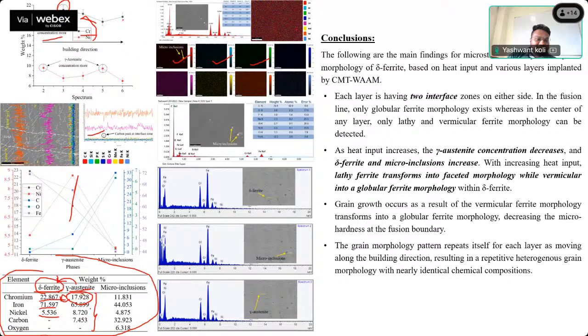And you can see the nickel percentage is reduced. So you can see the nickel percentage, that means austenite phases are there. So that is the significance you can check.